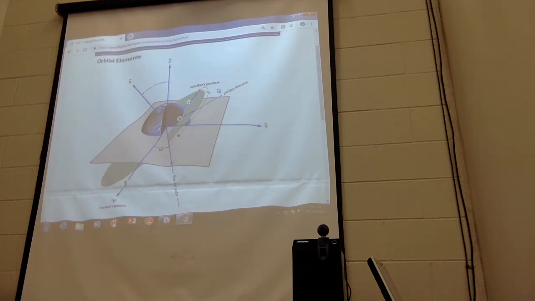Are you saying a or h? a or h, because a and h are connected by what? You remember this, right? h squared over mu equals a times 1 minus e squared. Mu is always a constant of the central body. So for a given e, a is proportional to h squared. You understand? So you can use these interchangeably.